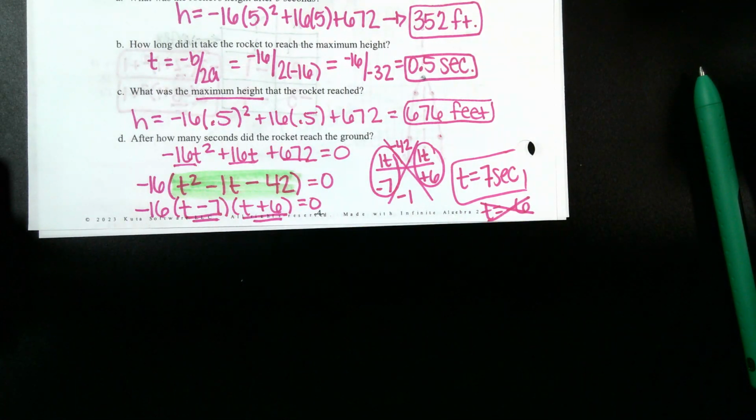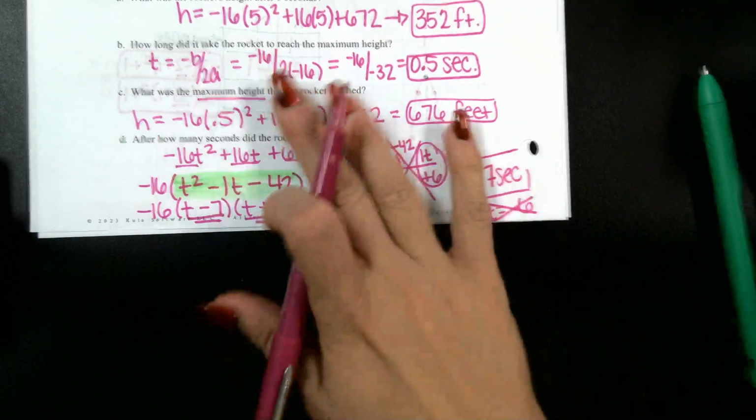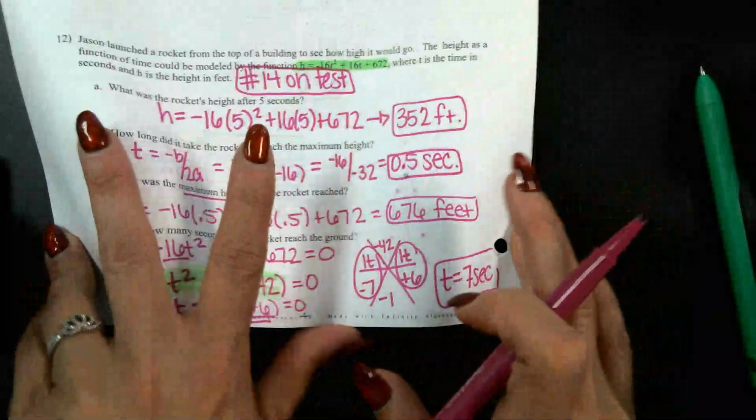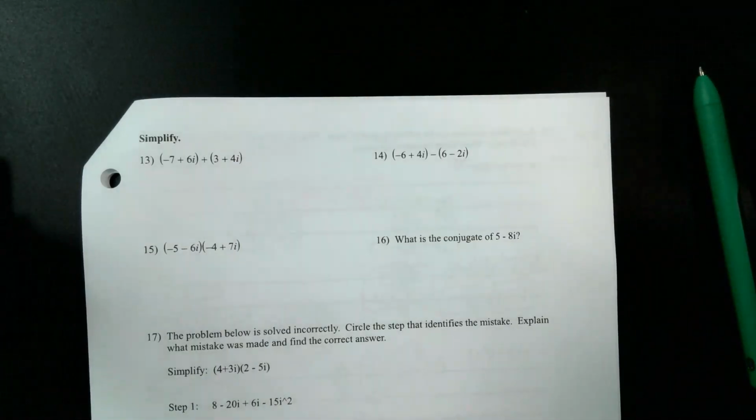All right, as soon as you turn the page, we're getting into the operations with complex numbers. So we're going to add, subtract, multiply, and divide the complex numbers. And those tend to go a little bit quicker because there's not nearly as much work that needs to be done like we've been doing.